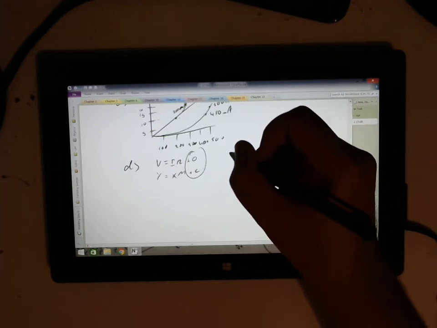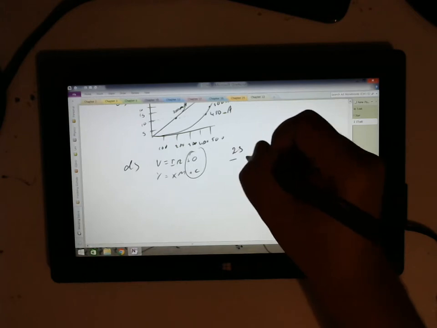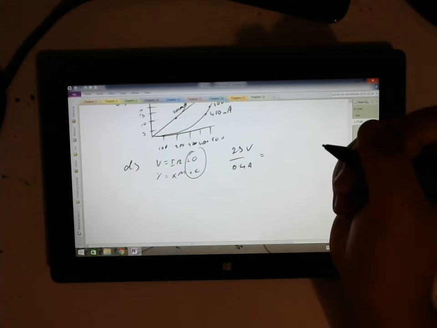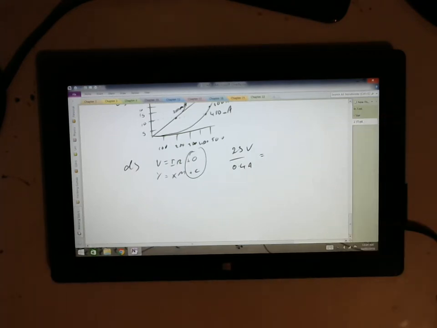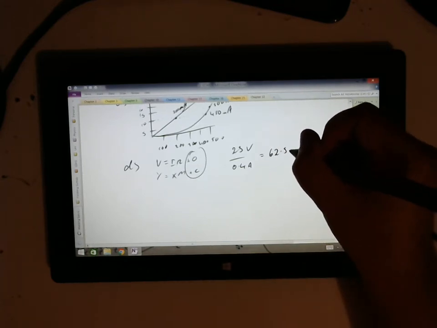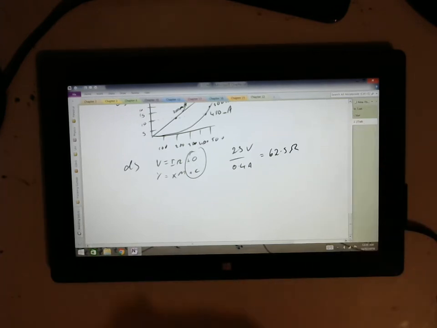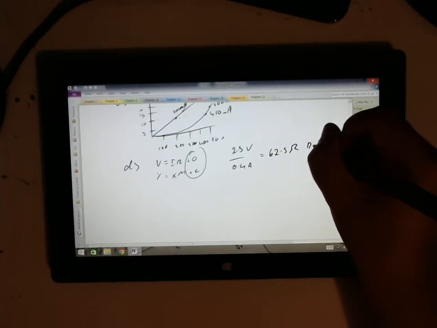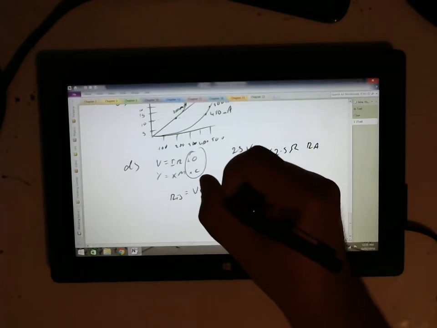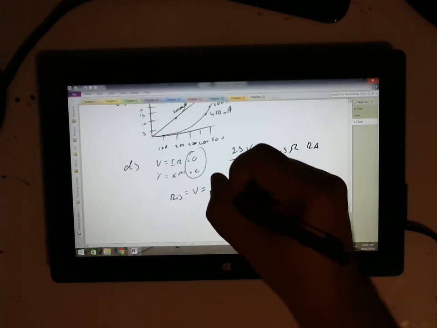The rise over run: the rise was equal to 25 volts with a run of 0.4 amps. And 25 divided by 0.4 is going to give us, where's my calculator? There it is. 25 divided by 0.4, around 62.5 ohms. Okay, and that's for resistor A. Let's do resistor B. Now for resistor B, that told us that voltage equals 15 volts.